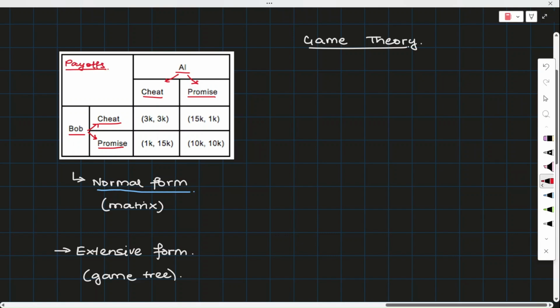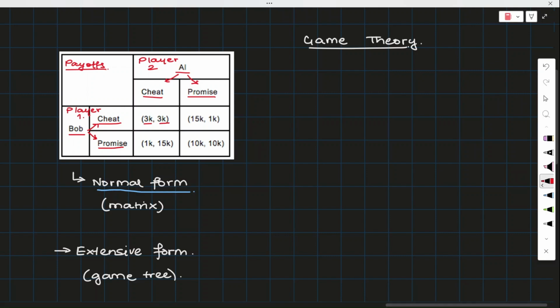Again, we'll assume that Bob is player 1. This is by convention, so we assume that player 1 is Bob and player 2 is Al. By the standard convention, the first number belongs to Bob and the second number belongs to Al. So for example, if Bob cheats and Al also cheats, then Bob gets a payoff of 3k, 3000, and Al also gets a payoff of 3k.